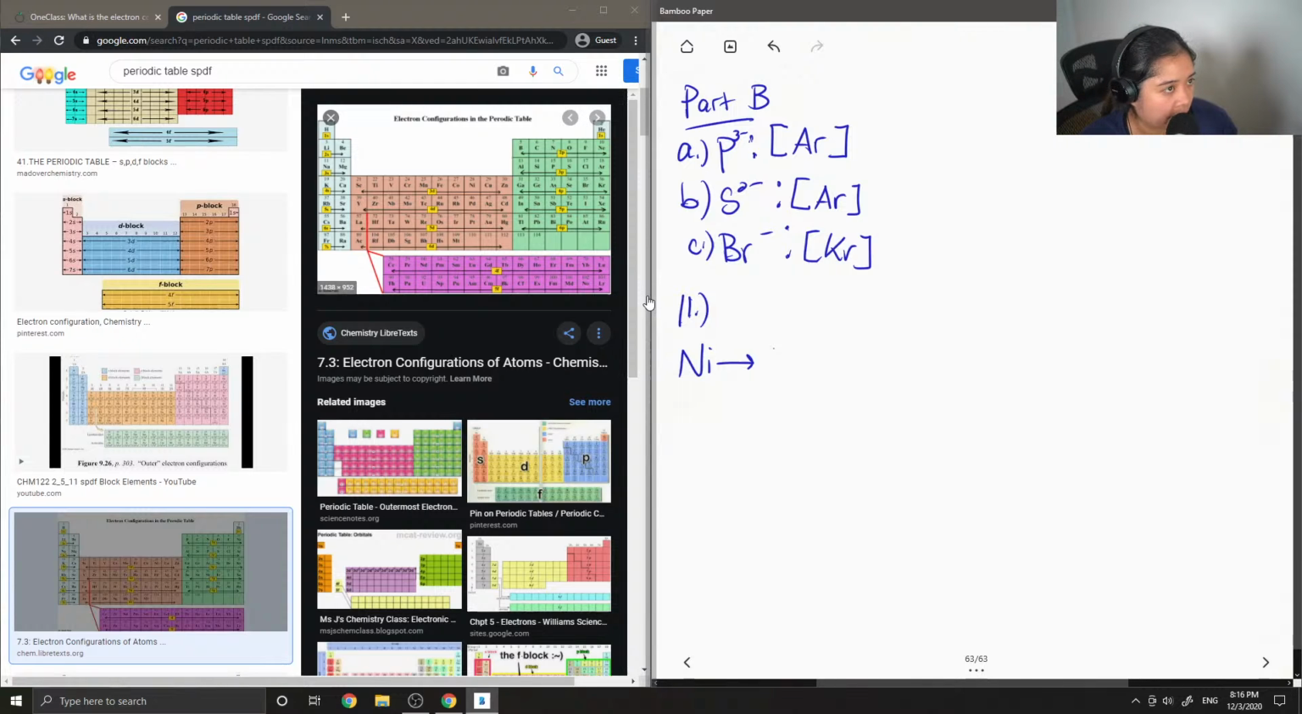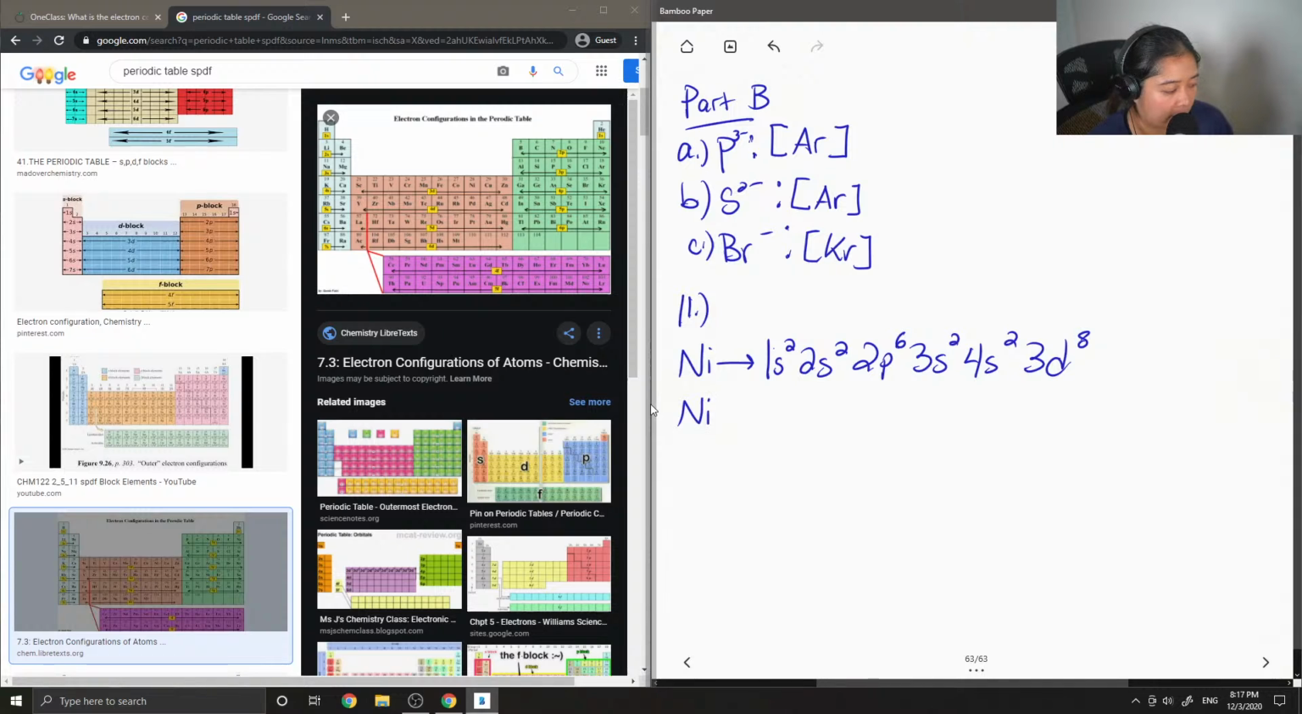And starting from hydrogen, we're going to move left to right, and then we're going to write out the row number and then the block letter, and then the corresponding electrons. So starting from hydrogen, it is 1s2, then 2s2, 2p6, 3s2, 4s2, and then 3d8.